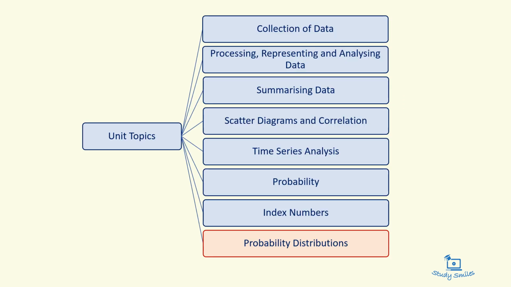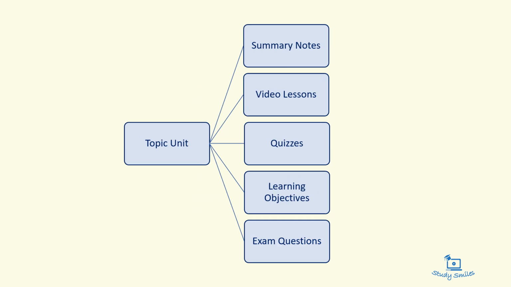The course is structured around 8 units which cover all the topics required for the Edexcel GCSE Statistics syllabus. The final unit of probability distributions is only relevant if you are studying for the higher tier. Within each topic unit, there are summary notes, video lessons, quizzes, learning objectives, and practice exam questions. Let's just have a brief look at each of these in turn.